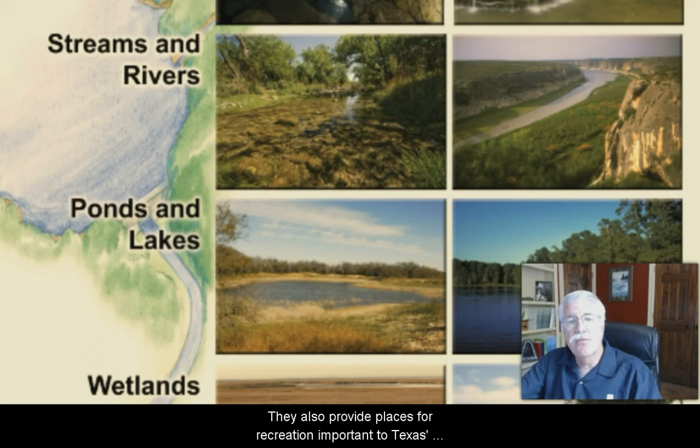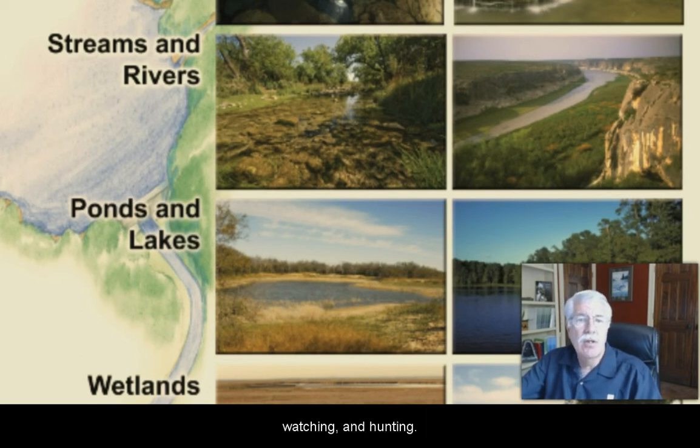They attract wildlife used by people for food. They're the means by which fresh water is carried to the ocean, and this forms ecologically important wetlands and estuaries all along the way. And they also provide places for recreation important to Texas's economy. This includes paddle sports, fishing, wildlife watching, hunting, and many, many more.